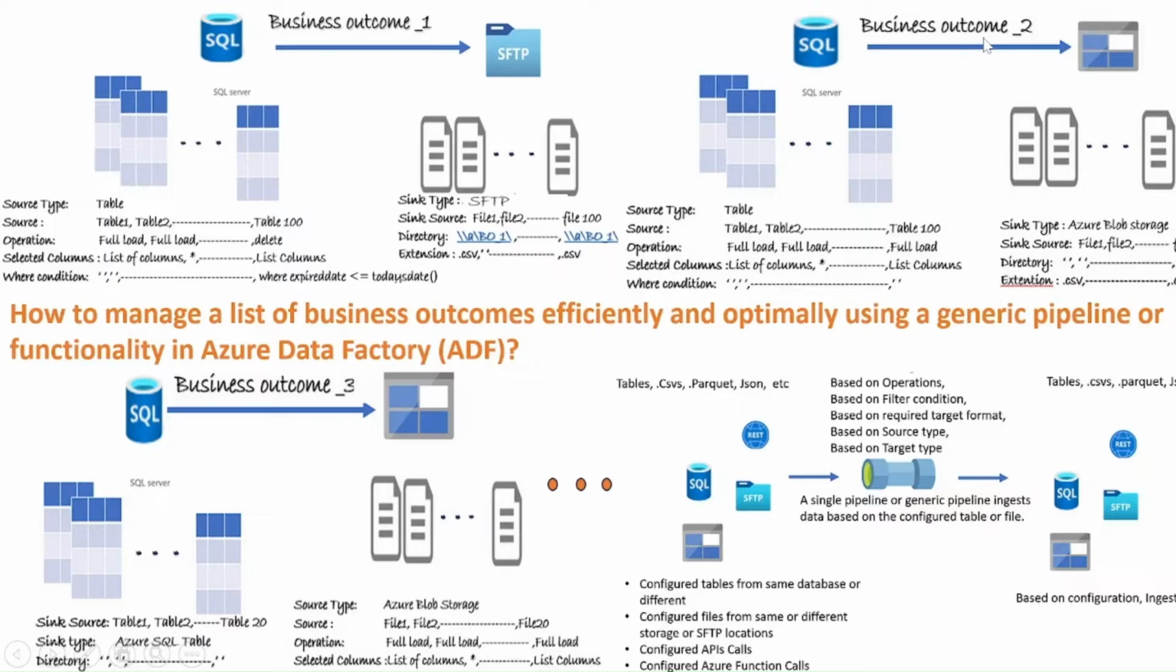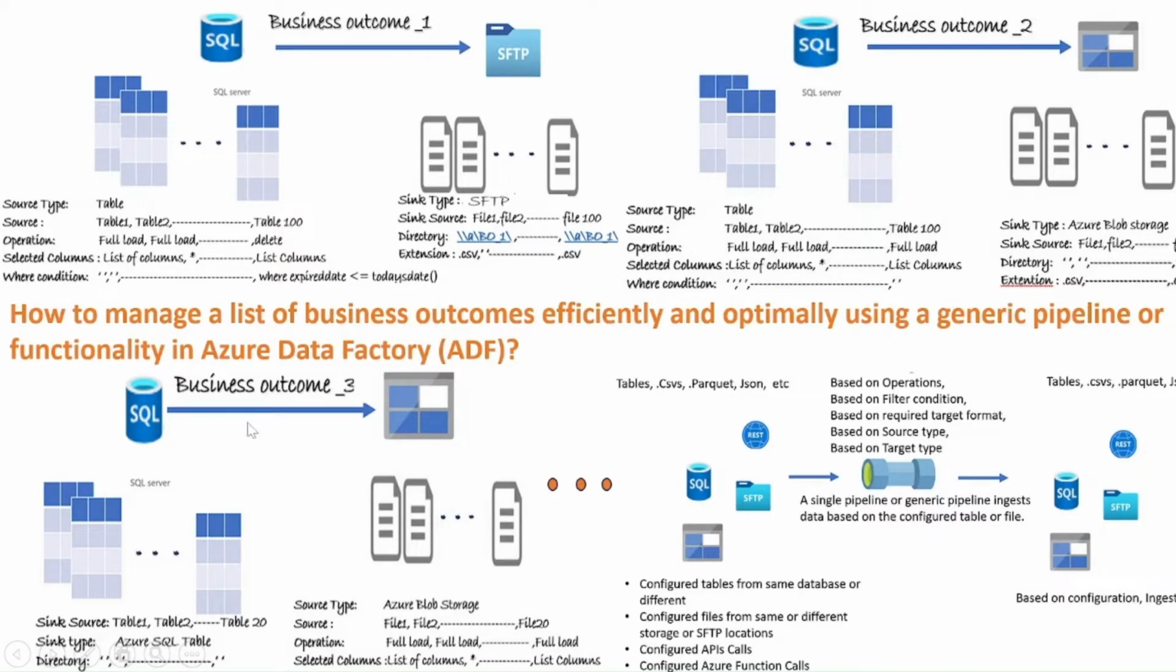In my business outcome 2, I have similar things, but instead of SFTP as the target or sink, here I'm storing the file in blob storage. Everything is similar except it is doing a full load for all tables, and here also they have 100 tables, and it can do similar things like all columns or selected columns, and there is no where condition for delete operation because there are no delete operations. So these are the similar things to business outcome 1.